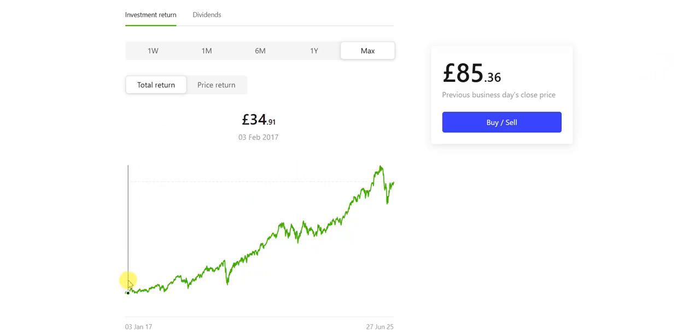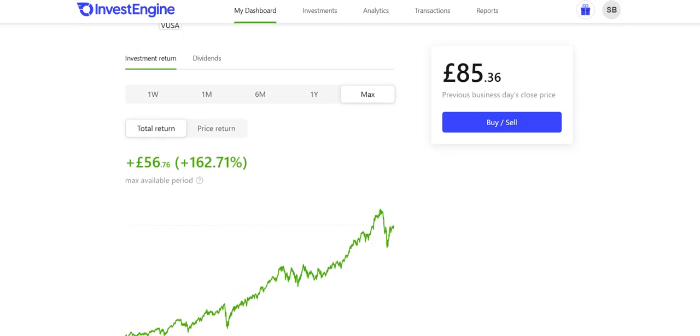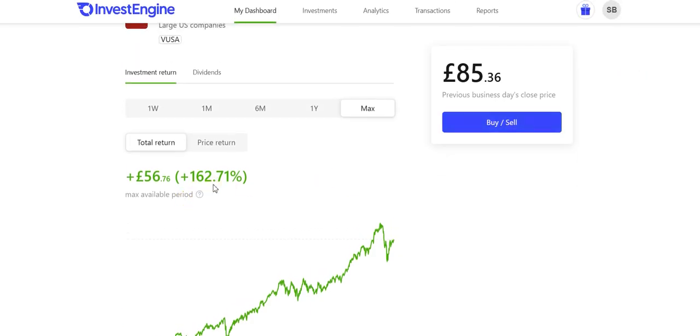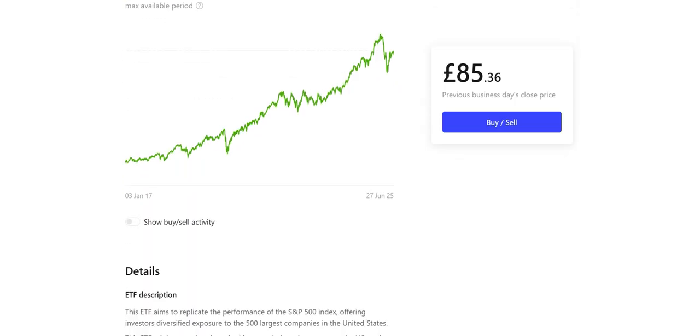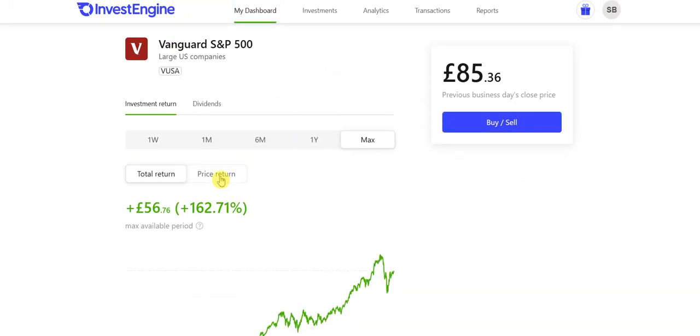So for example, if you see when this started, January 2017, then to get a yearly average, you take the 162.71% and then you divide it by the years, and then it'll give you your average. I think they normally say it's like 10 to 12% a year. So that's the total return. The difference between the total return and the price return is the dividends. You can see without the dividends it would have been 144 odd percent, and then with the dividends 162.